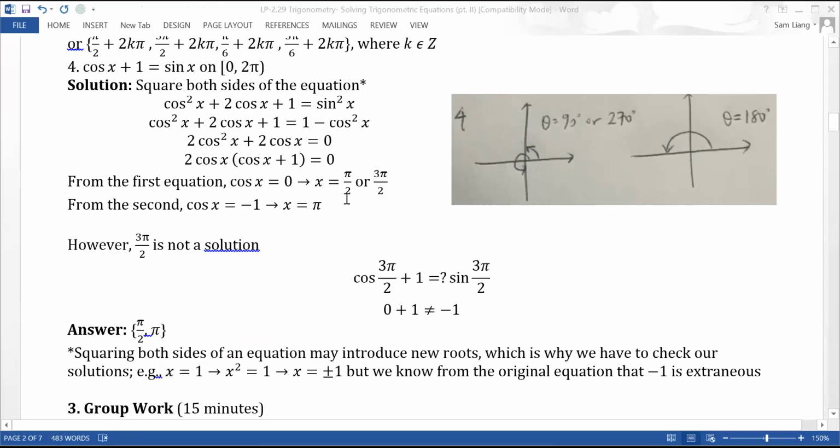To that end, we'll check each of the solutions. And from here, we can see that 3 pi over 2 is not a solution. If you plug 3 pi over 2 into the original, you get cosine 3 pi over 2 plus 1 equals sine 3 pi over 2. And then you get 0 plus 1 equals negative 1, which is not true. So 3 pi over 2 is extraneous. If you remember that word from algebra 2, it's just a solution that comes up, but is actually not a solution once you check with the original equation. That being said, the final answer is going to be pi over 2 and pi. So pi over 2 and pi will be your final answer.